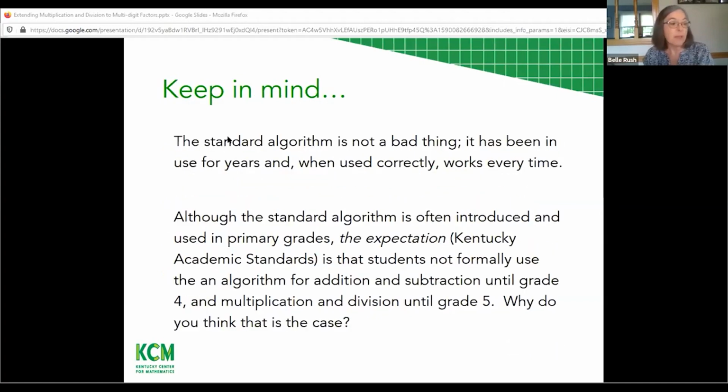I also want you to keep in mind that the standard algorithm is not a bad thing. It's been in use for years, and when it's used correctly, it works every time. And although the standard algorithm is often introduced in primary grades, the expectation in our Kentucky math standards is that they don't formally use an algorithm for addition and subtraction until grade 4, multiplication and division until grade 5. Why do you think that's the case? And go ahead and you can unmute yourself, or you can type in the chat and somebody will have to monitor the chat for me. Why do you suppose that is the case?